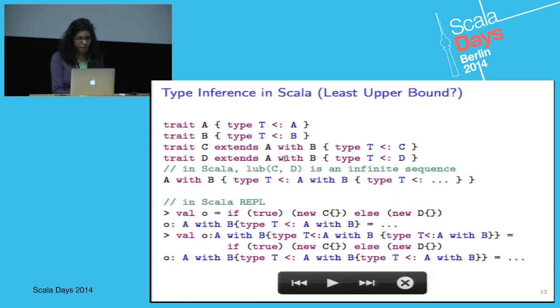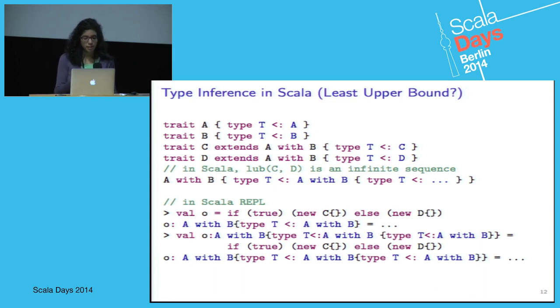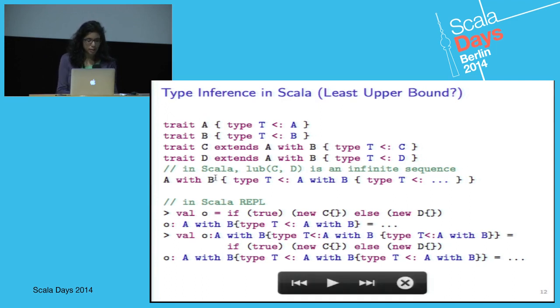And so here I'm creating a bit of a convoluted example, but it's just to show that the engine might work pretty hard, because what we have here is that, so we have this trait C and this trait D, and if you try to take their least upper bound, which means like a type that represents both what C and D have in common, then what happens is that for the type member T, you can be as specific as you want.